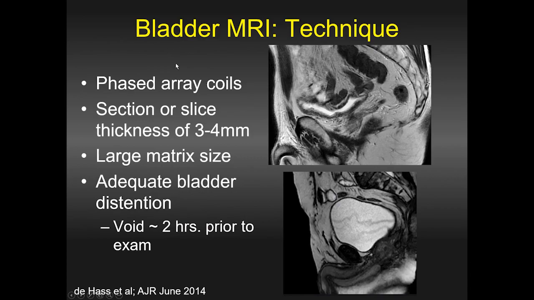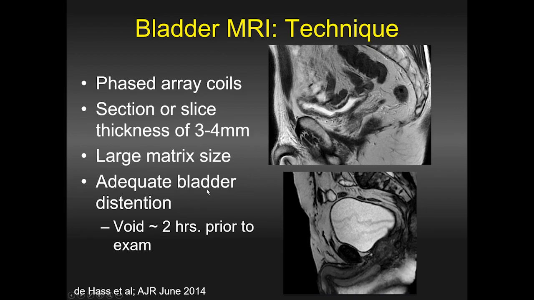As regards the technique, we used conventional phased array coils. We scan with slice thickness of between 3 and 4 millimeters. You want to be as thin as possible, with a reasonable matrix size to give you good quality images.